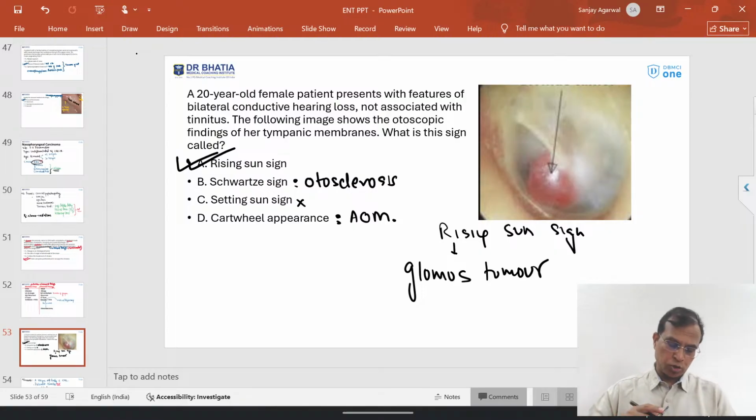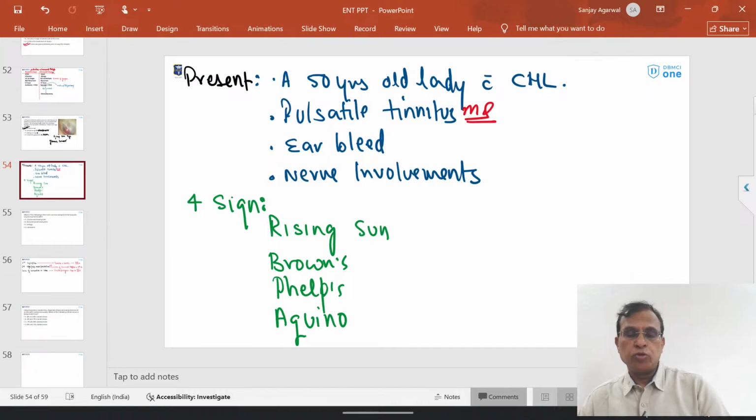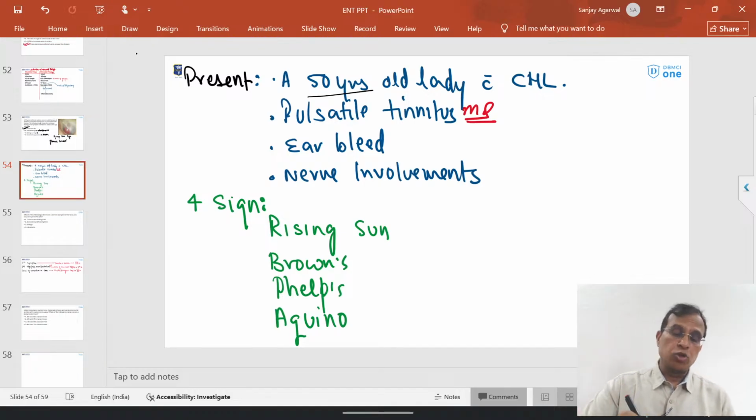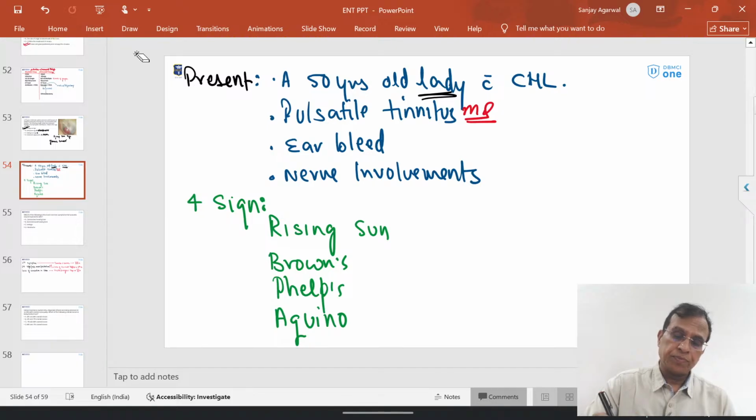So this is glomus tumor, rising sun sign. Now glomus tumor usually presents at this age group. Usually इसमें 20 था, but usually at this lady, वो भी lady थी, CHL. Along with CHL, the patient can have pulsatile tinnitus, ear bleed, and nerve involvement, and 4 signs possible.